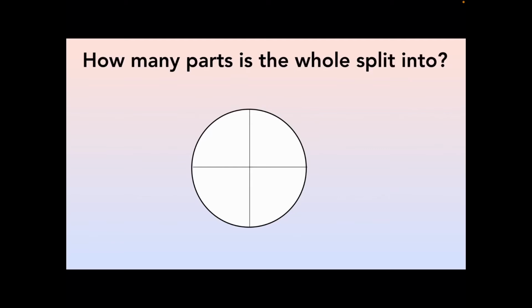Here is another shape. The whole here is a circle. And the question is, how many parts is the whole split into? Well, again, 1, 2, 3, 4 parts. So we give each one of those parts the special name, a quarter. Each one is a quarter.